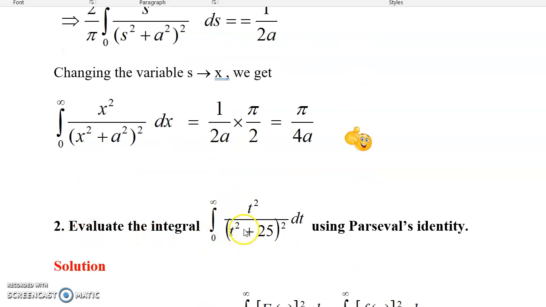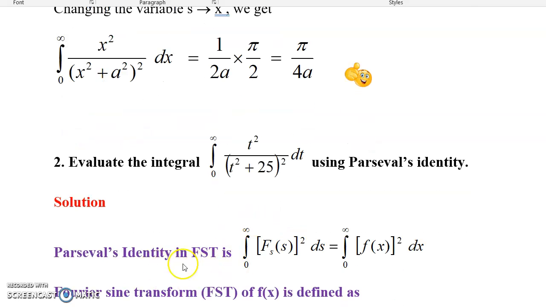Evaluate the integral 0 to infinity t square by t square plus 25 the whole square dt using Parseval's identity. So in such integration, again look at the numerator. You have to observe the integral first of all, which Parseval's identity you have to use, either Fourier cosine transform or Fourier sine transform. That is the first decision we have to make. So look at the numerator. Here you have variable. So whenever we have variable on the top, is it not similar to this integration? Yeah, whenever we have variable on the top, we have to use Fourier sine transform Parseval's identity.